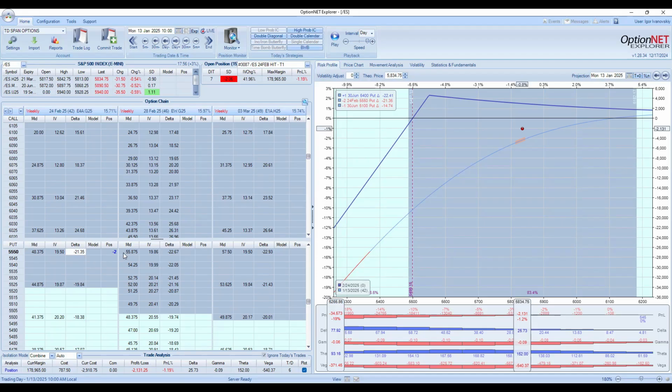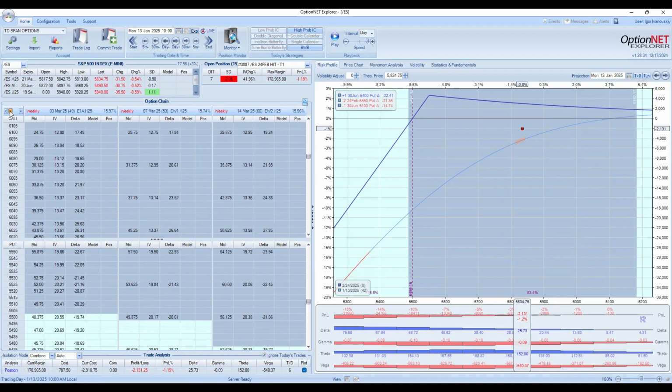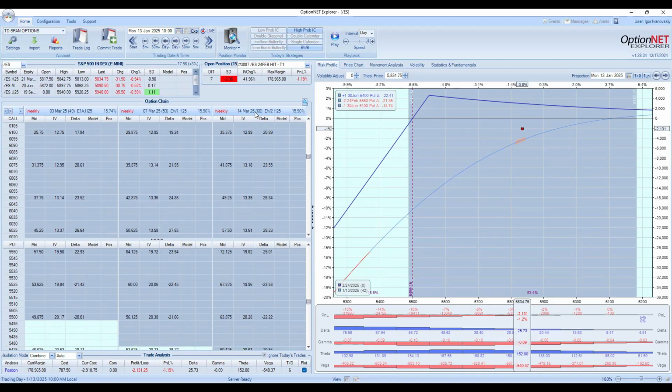So what I decided to do here, with only 7 days in, I bought these 5550s back for $48.95. And then I went ahead and I sold March 14th, which was 60 days until expiration, 5,400 put.